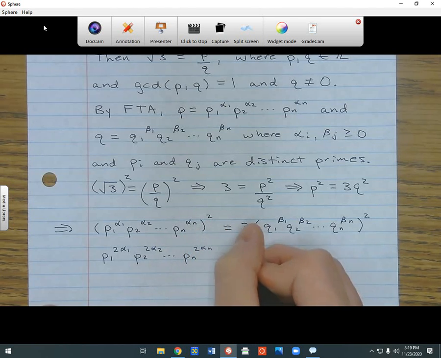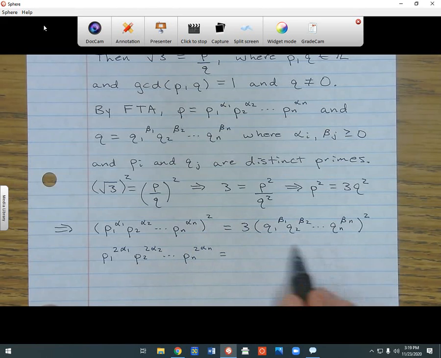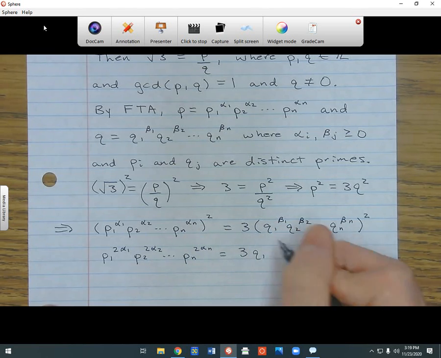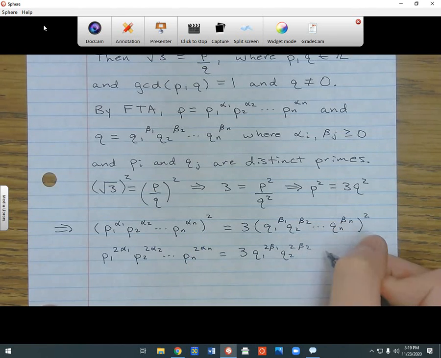And then I'll do the same on this side, but the 3 is going to be out in front. So I'm going to have 3 times q1 to the 2 beta 1 times q2 to the 2 beta 2 all the way to qn to the 2 times beta n.